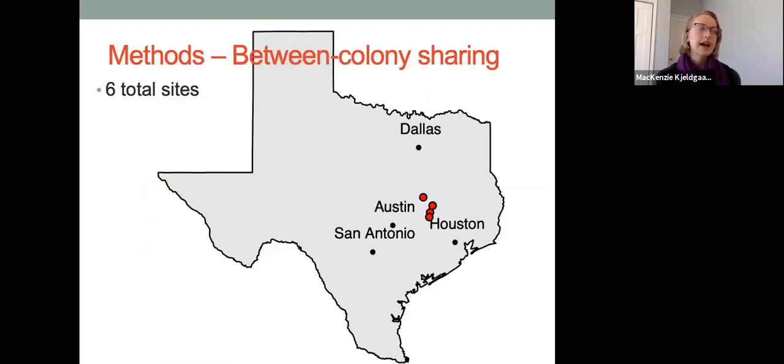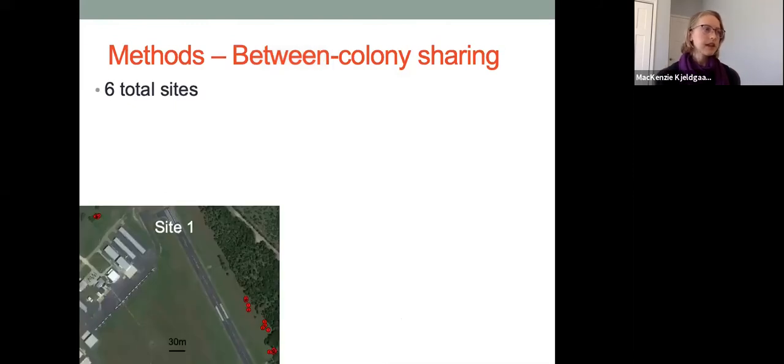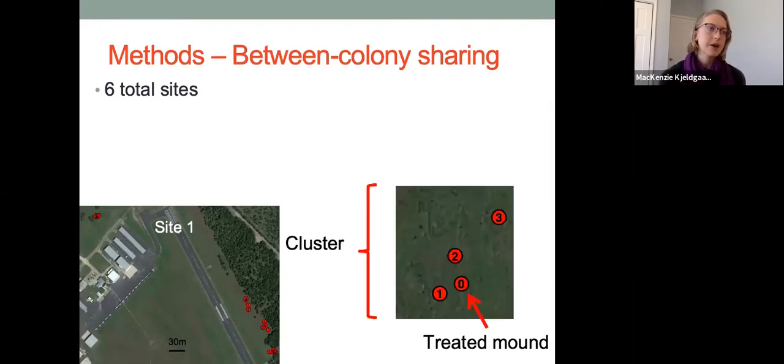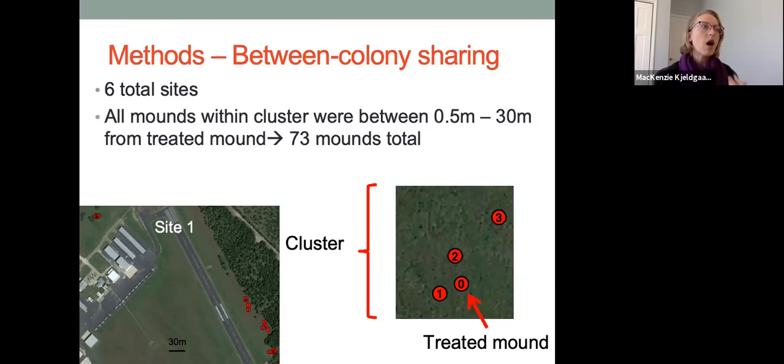So to do this, I looked at 6 total sites in Texas. This is an example of what a site looked like. So I had 3 to 4 clusters of mounds. Here's an example of a cluster where I had a treated mound and then several neighboring mounds at varying distances. So all mounds within a cluster were between 0.5 to 30 meters from the treated mound. And I did this varying distance to really see whether there might be some effect of distance on resource sharing.